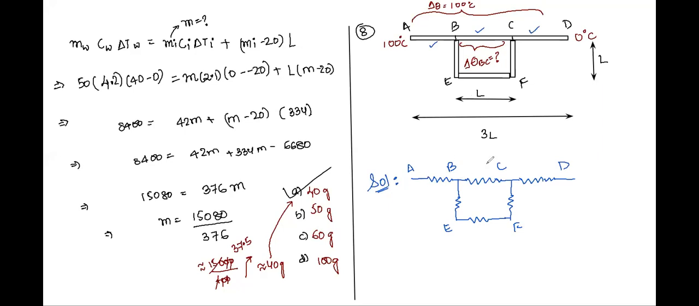Now, if the resistance of each is R, how can we give R, Karuna? What is the formula for R? L upon AK, where L is the length, A is the area of cross section, and K is thermal conductivity. Absolutely correct.